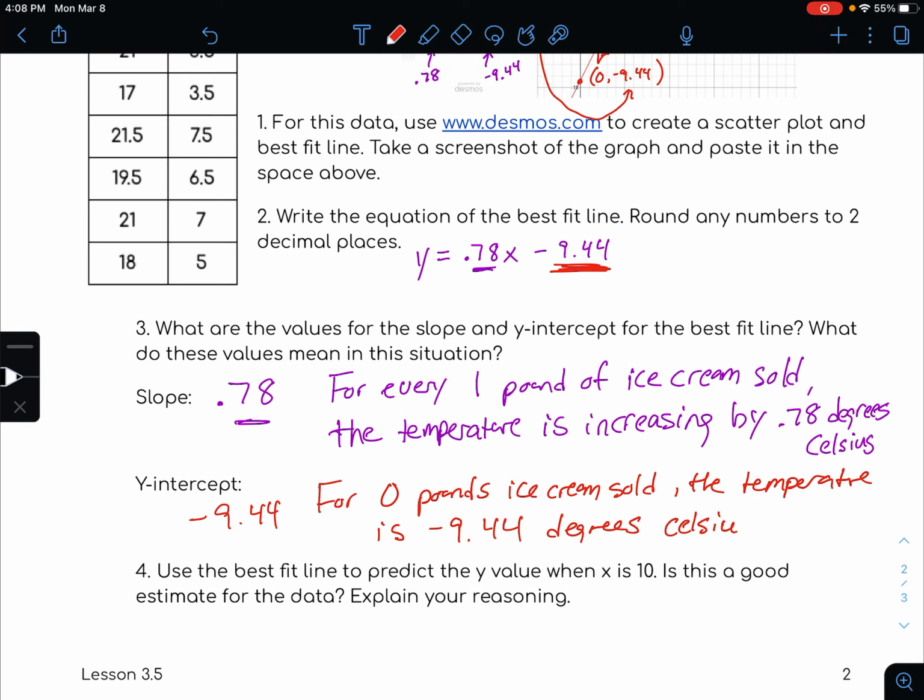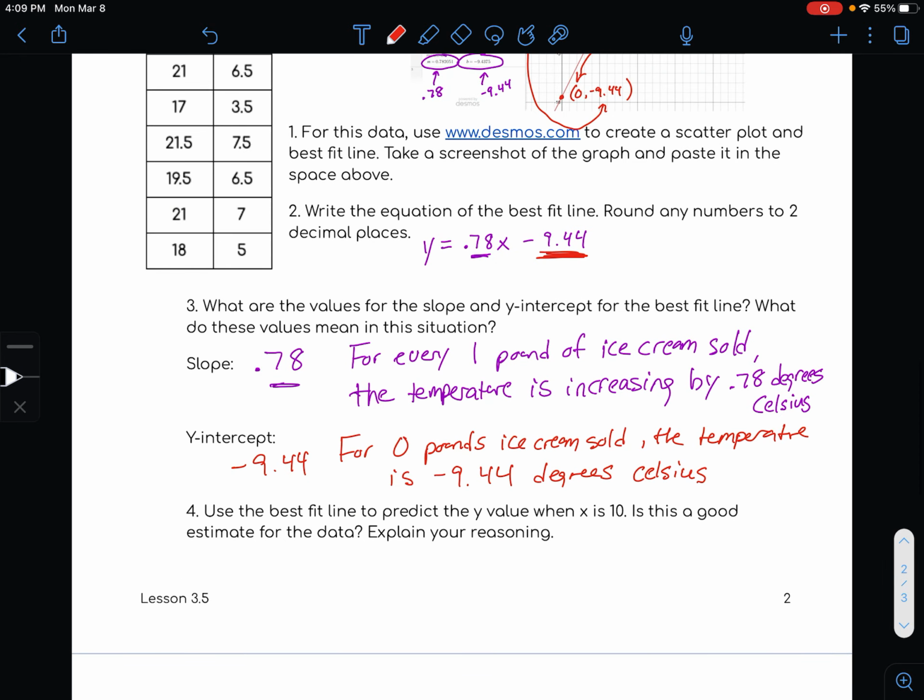That might make some logical sense, I guess. If it's negative 9.44 degrees Celsius, that is really cold. And so you wouldn't expect a whole lot of ice cream to be sold. So I guess that makes some logical sense.